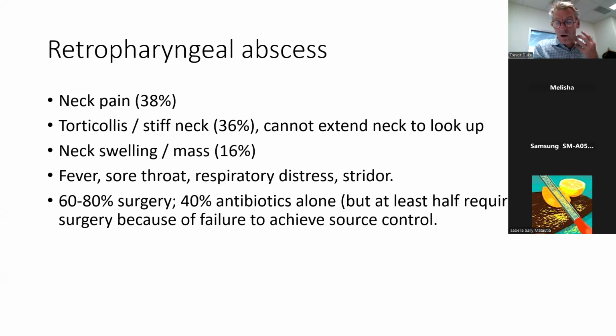They'll have a wry neck or a torticollis where their neck is stiff and they often can't extend to look up. That's again at least a third. Some of them have a mass in the lateral side of their neck because the abscess is so large. They almost all have fever and sore throat and some respiratory distress and stridor, or at least that expiratory snore that I mentioned.